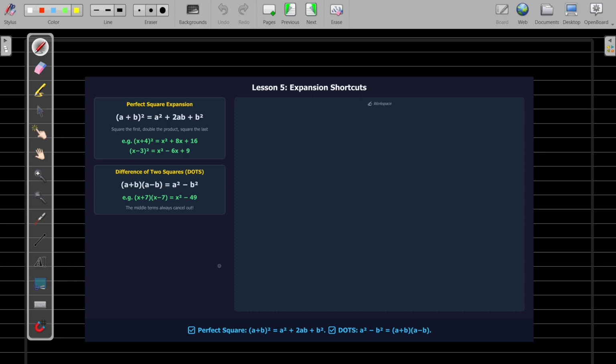Now, following from FOIL, which is first, outsides, insides, and lasts, mathematicians notice that two specific types of brackets happen all of the time. So instead of doing the full four-step FOIL process every single time, we're lazy and we develop some shortcuts, of course. Now, let us write the following.